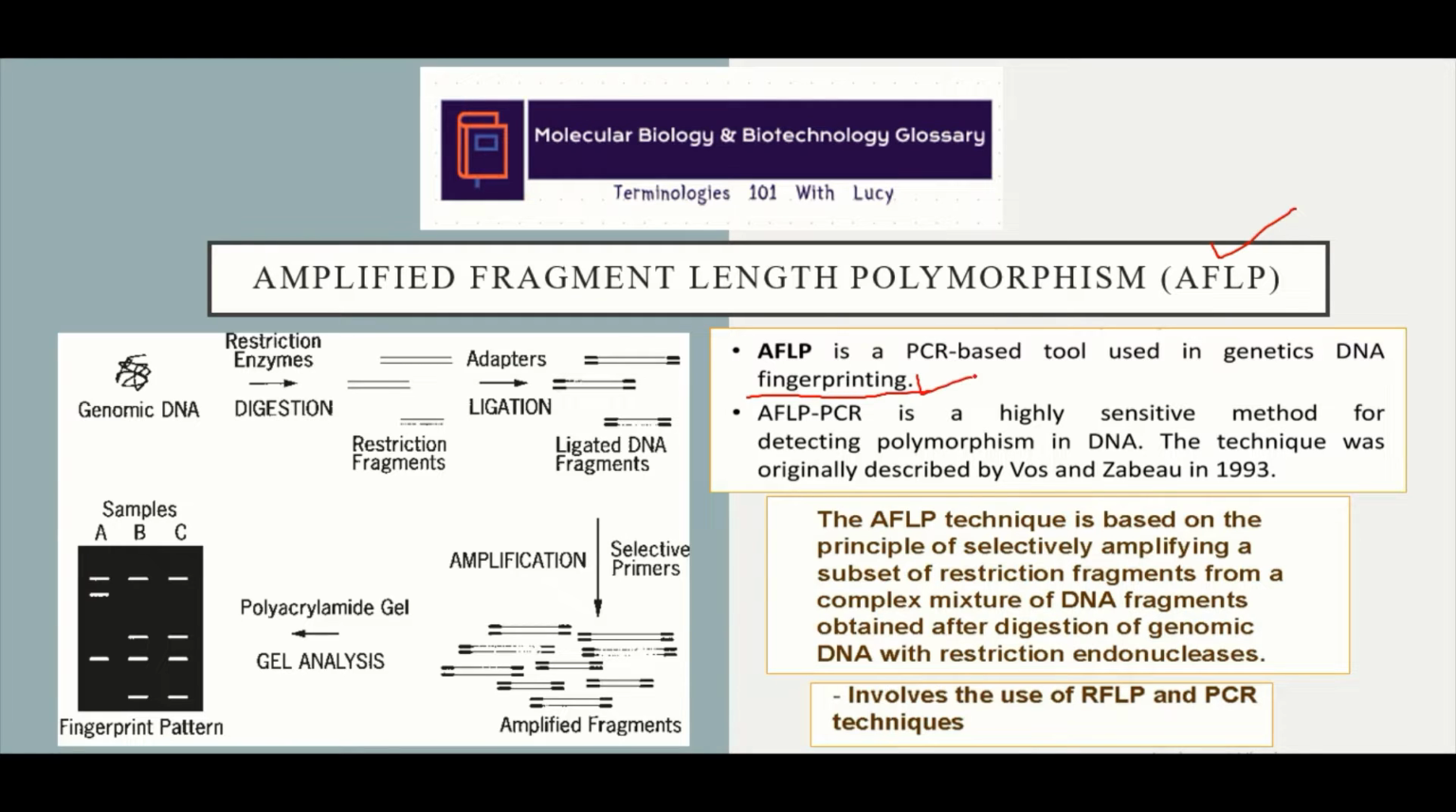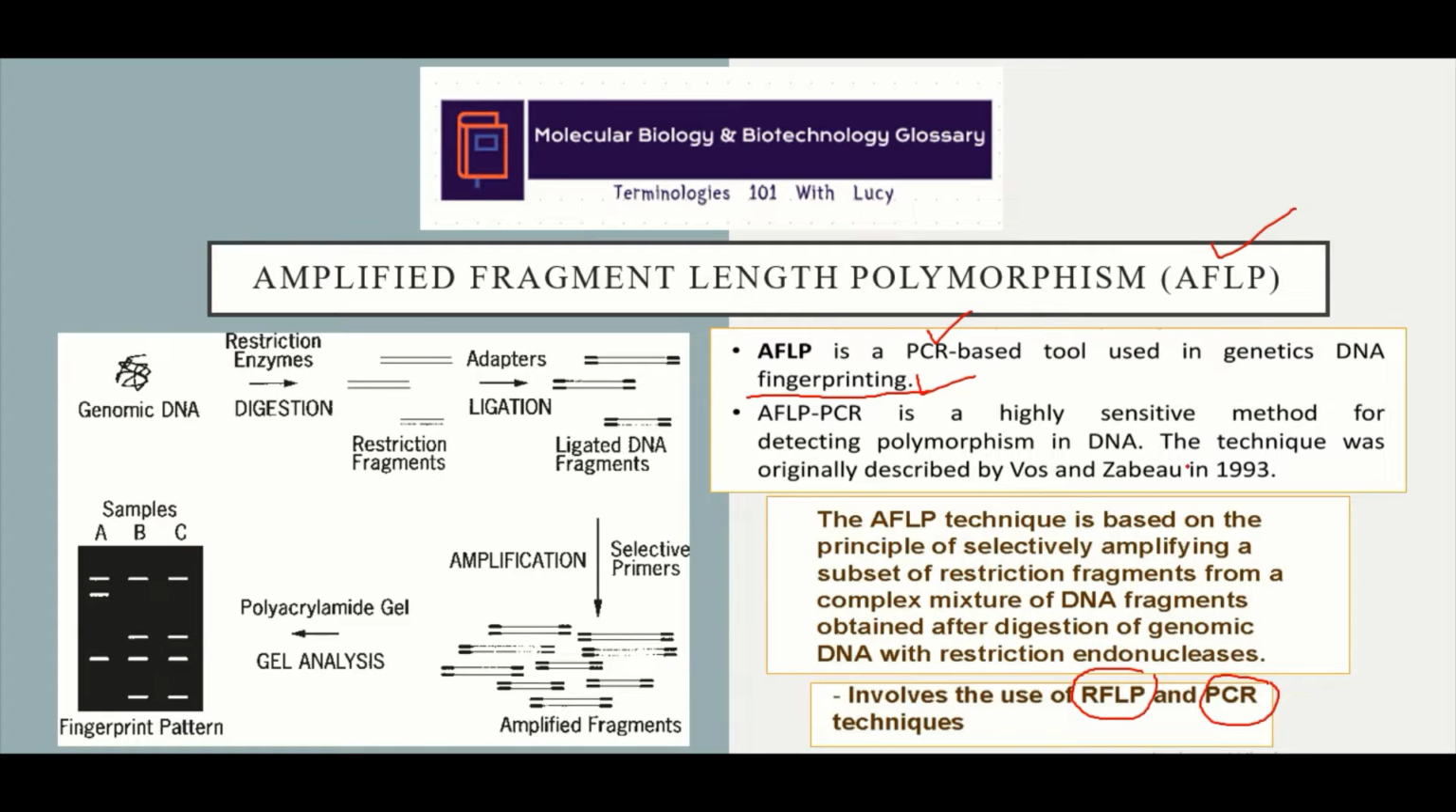So AFLP is a PCR. PCR is another molecular technique that is used to amplify DNA. So AFLP is a PCR based tool that is used in genetics for DNA fingerprinting, and it will combine now what we call restriction fragment length polymorphism and the PCR technique.